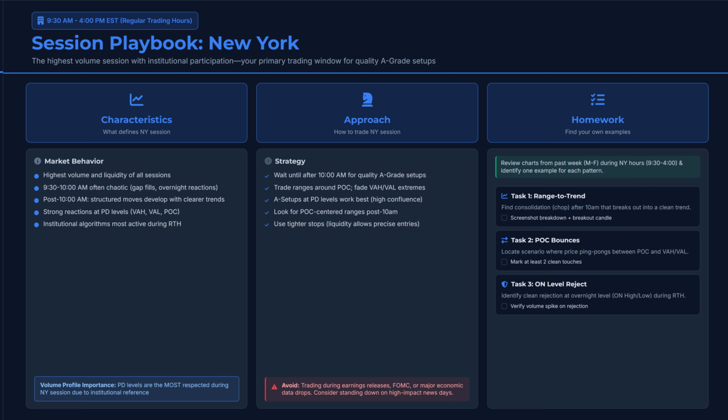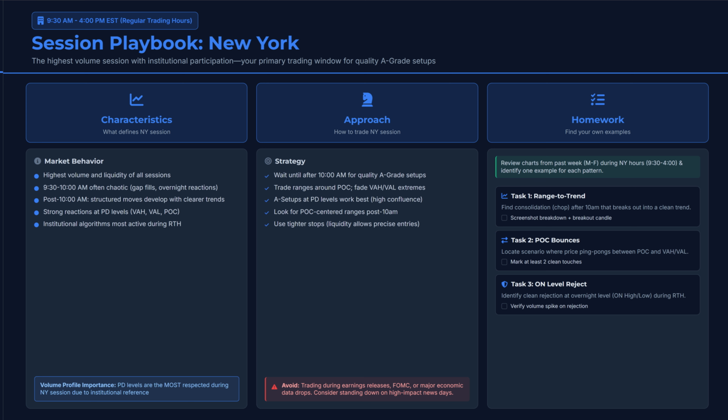Characteristic number 4. Strong reactions at previous day levels. During the New York session, the PDVAH, PDVAL, and PDPOC act as magnets and barriers with incredible reliability. Institutional algorithms reference these levels extensively. Large funds use volume profile as a core component of their execution strategies. When price approaches a PD level during the New York session, you're not just trading against retail participants, you're aligned with the same levels that billion-dollar institutional flows are watching.